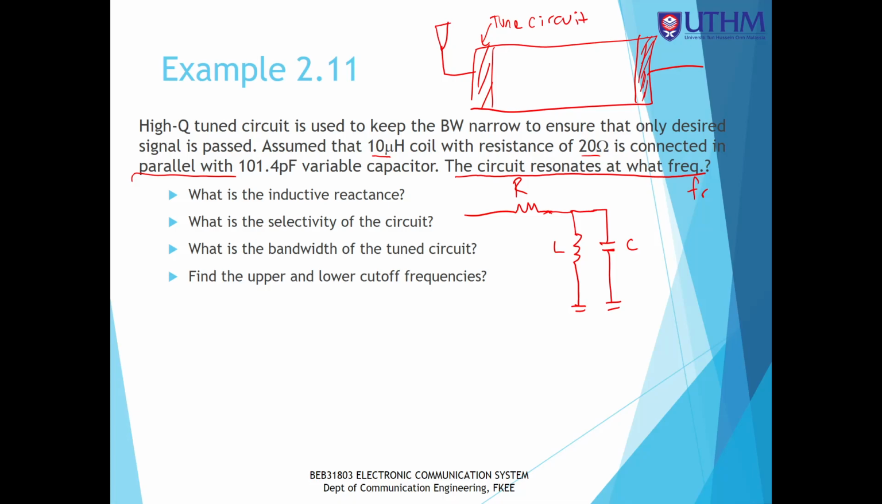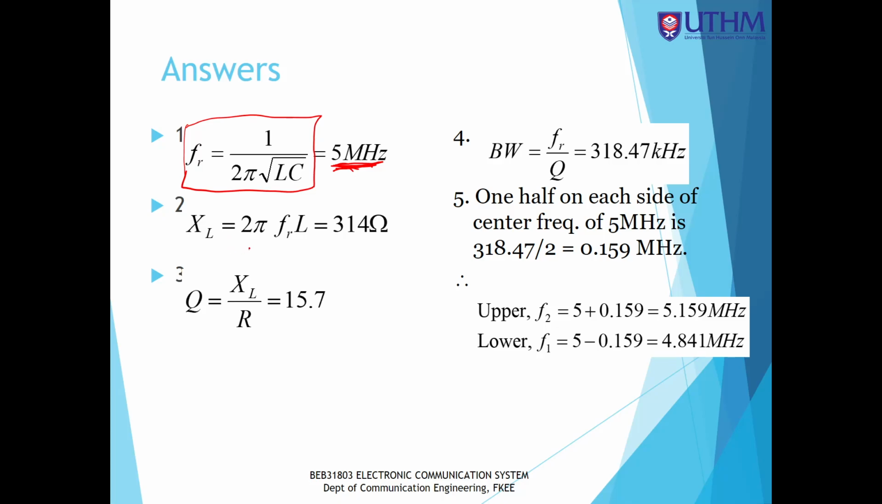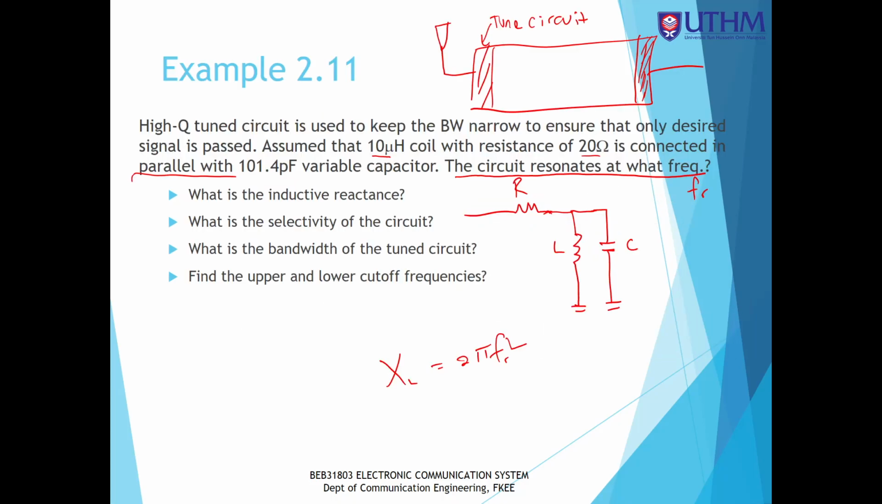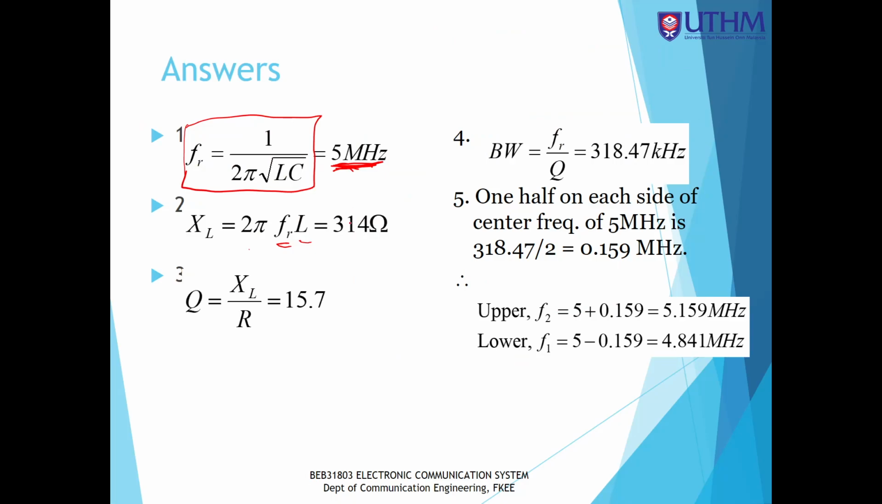And then, what is the inductive reactance? The inductive reactance is 2 pi F resonance, 2 pi FL. So put inside the values: 2 pi multiplied with 5 megahertz multiplied with 10 microhenry, from the question. You will get 314 ohm.